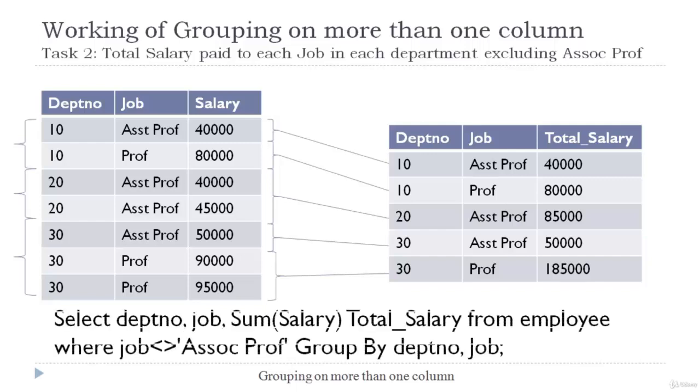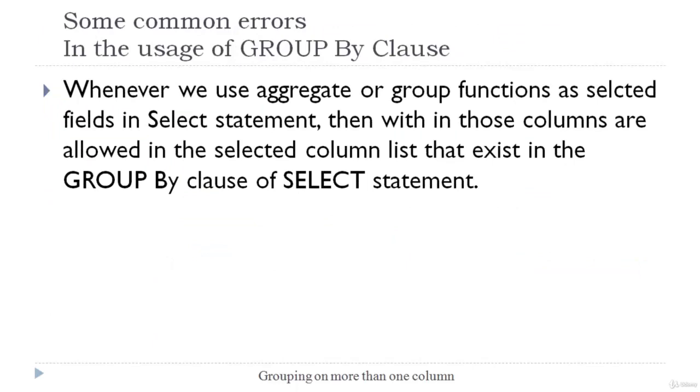And the query to perform this task will be: select department number, job, sum of salary from employee where job is not equal to associate professor group by department number, job. Here the where clause has been added to remove undesirable records before group by, and in this case grouping is performed on two columns, first on department number and then within each department number grouping is performed on the job field. There are some errors which a user normally makes in the usage of the group by clause, and one should be very clear about this logic so that we do not make such mistakes.